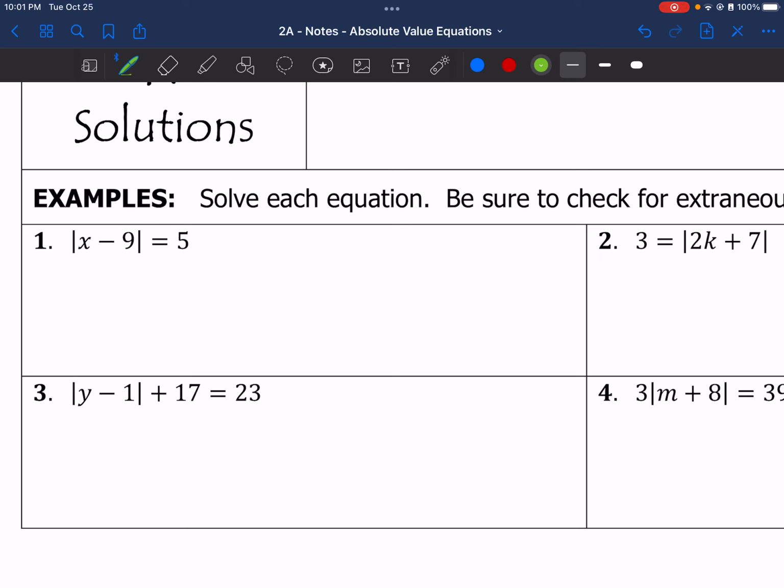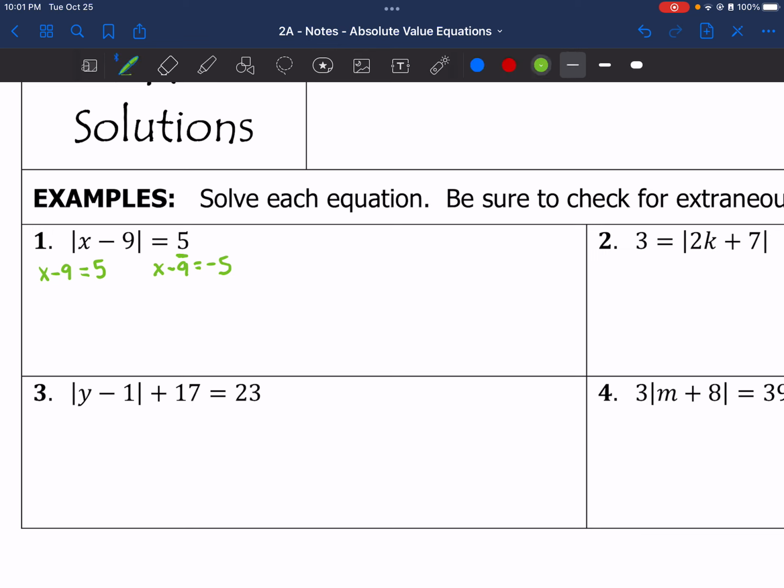We're going to drop the absolute value bars and create two equations. So we're going to set what's inside of our absolute value bars equal to two values. We're going to set it equal to the positive value of the other side, so positive 5, and we're going to set it to the negative value to indicate the negative side of our number line. So we set it equal to positive 5 to indicate the positive side of our number line, and negative 5 to indicate the negative side of our number line.